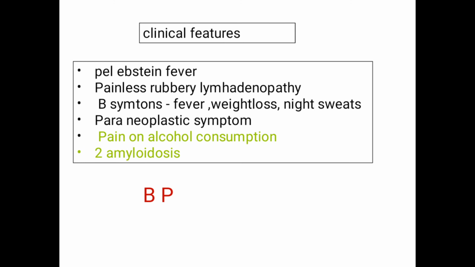Again, coming to clinical features, this is one of the important clinical findings. We know that it has Pel-Ebstein fever, painless rubbery lymphadenopathy, and B symptoms, which I told you in the earlier B cube: Bharat, bimodal age group and B symptoms. It is seen in mixed cellularity form. Then other paraneoplastic symptoms are like pain on alcohol consumption, reason is unknown, and it is also associated with secondary amyloidosis. Now how to remember this is just to remember two alphabets B and P. Everything starts from that, and B is the second alphabet, therefore secondary amyloidosis.